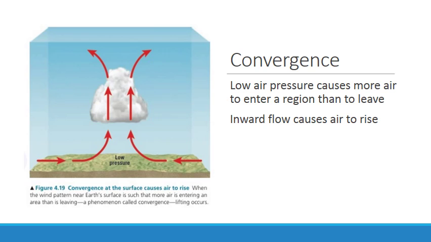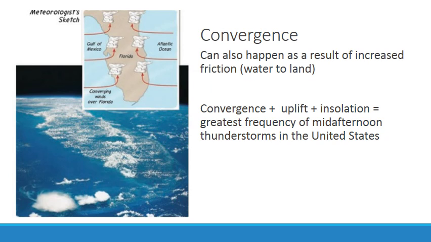But convergence as a mechanism of lifting is usually associated with storms, mainly mid-latitude cyclones and hurricanes. The inward flow of air at the surface of the systems is balanced by rising air, cloud formation, and usually precipitation. The example of Florida is an example of convergence.